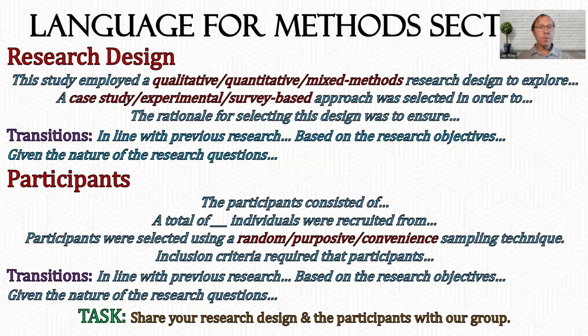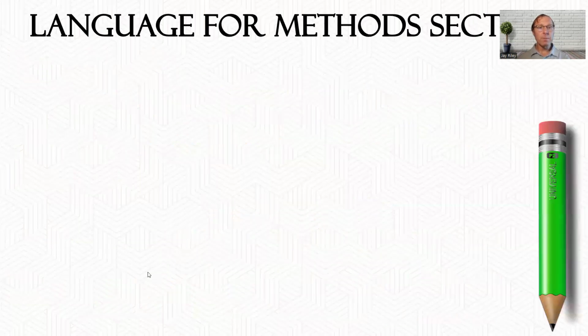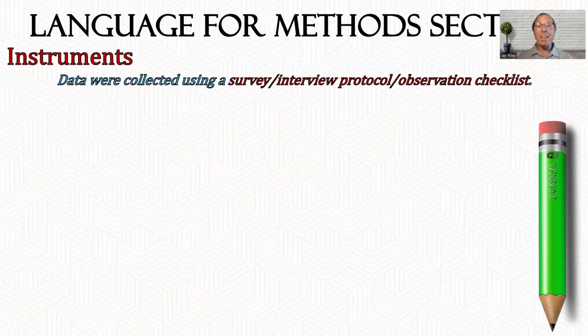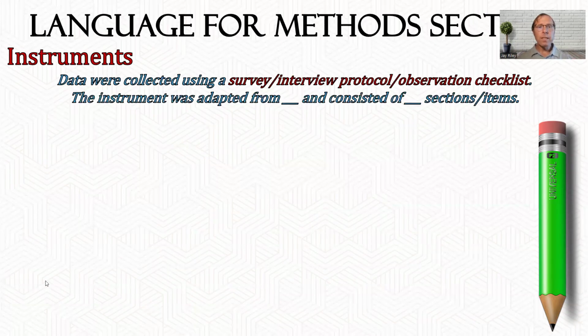Okay, so now let's proceed to some other sections. We're going to talk about the research instruments. Data were collected. Remember, data were, not data was, data were collected using a survey, interview protocol, observation checklist. The instrument was adapted from, if you're taking an existing research instrument and you're adapting a survey to meet your need.